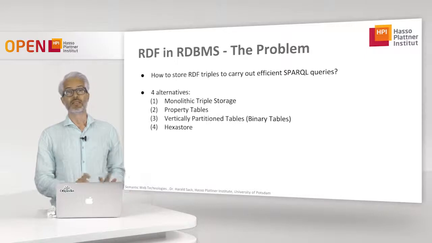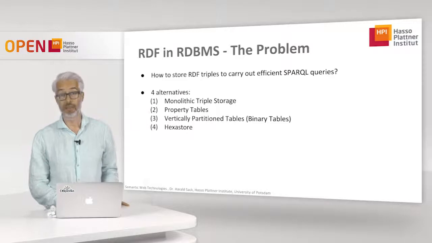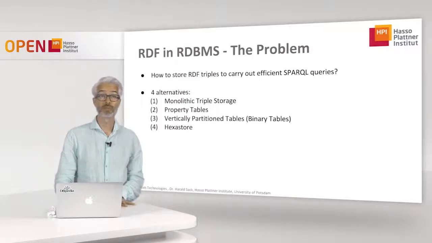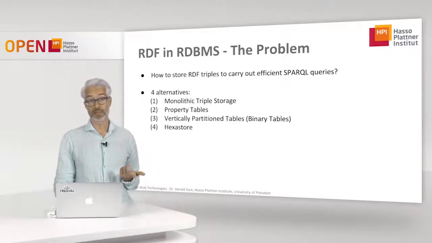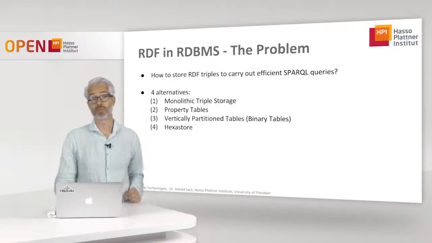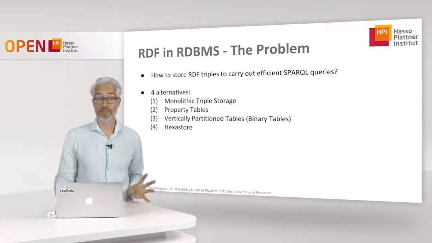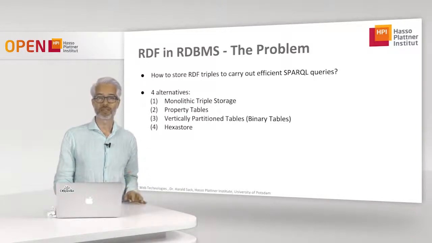Okay, so now the question is, how can I really store RDF triples efficiently within a database management system? There we will see we have 4 different alternatives that we can follow. We can put all triples in a huge monolithic triple storage. Then we could use so-called property tables, and we could also vertically partition our table in so-called binary property tables. And of course, to make indexing and access faster, we could use an index organization called a Hexastore. We will have a closer look at that now.